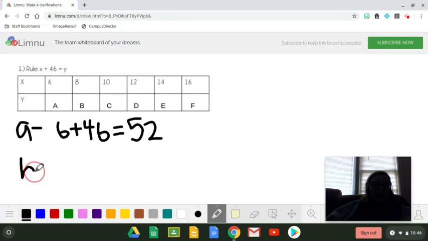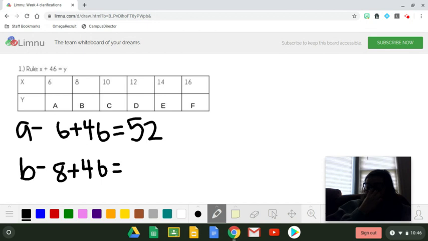And then B, you would use this x value. So for this x value, we have 8 plus 46, and that's going to equal your y value that goes right here. Okay, so 46 plus 8, we could do 46 plus 10 and then subtract 2. So 56 subtract 2 is 54. And then we would continue that same pattern. So for C, we would do 10 plus 46 is equal to C. That's 56.